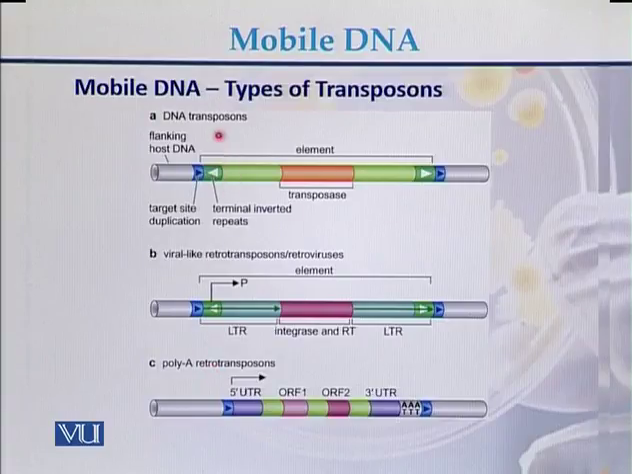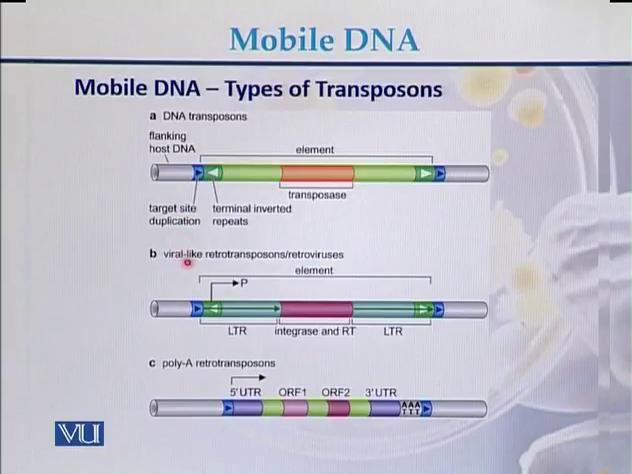retrotransposons. So in the case of DNA transposons, we see that there is a sequence for the transposase. This is actually the element. And at the ends of the element, there are inverted repeats. Here is an inverted repeat, and here again is an inverted repeat. In addition to the inverted repeats, there is the sequence for the target site.